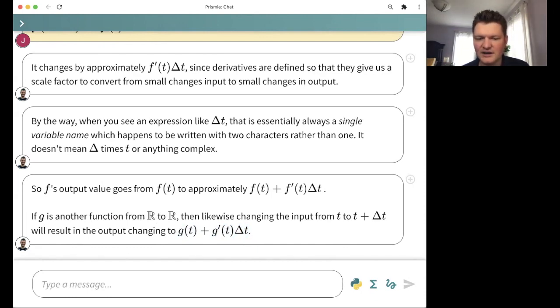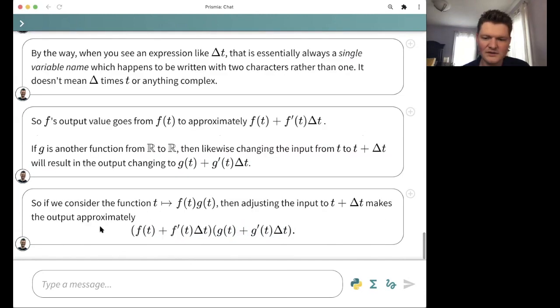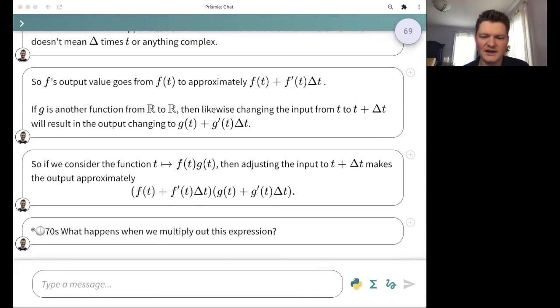So originally our product function f times g starts at f of t times g of t. And then afterwards, it's going to be the product of these two things. We've got to multiply both expressions. Right? So this is what that looks like. We just say what f changed to, what g changed to, and then we multiply those things. And we're like, okay, how much change does that represent? So what happens if you look at this product, if you multiply out this expression, what's going to come next on our way to the product rule?